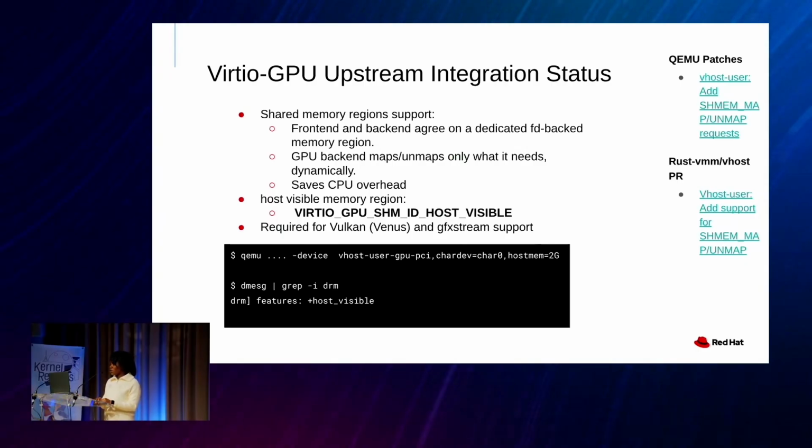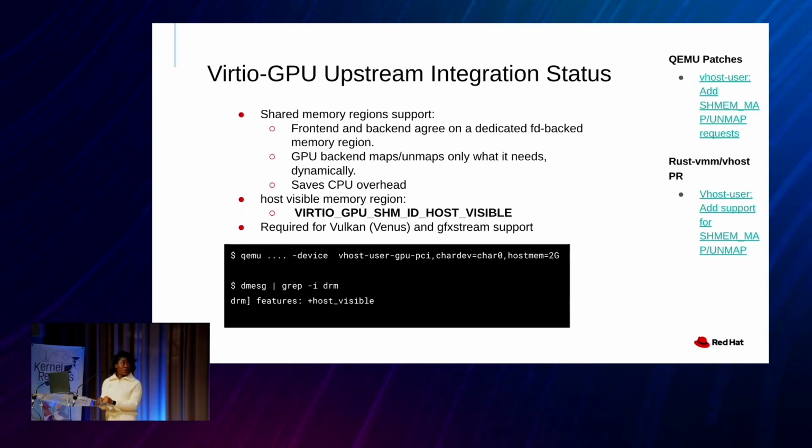And with regards to the upstream integration, a lot of ongoing developments have been happening in the virtual GPU space, and one of them is the shared memory region support. So why is this feature important? These are the enablers for modern GPU virtualization, and without them, I would say you're stuck with the legacy 3D resource flow, and that doesn't scale very well with Vulkan or blob-based backends like gfxstream.